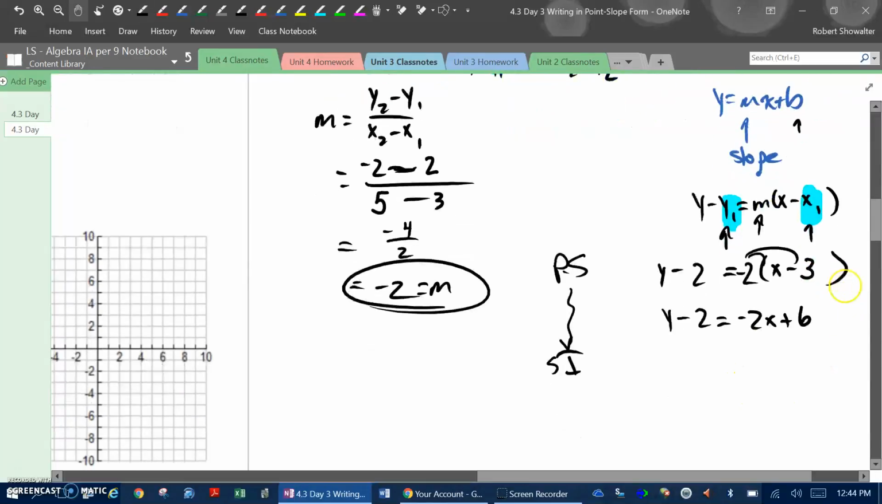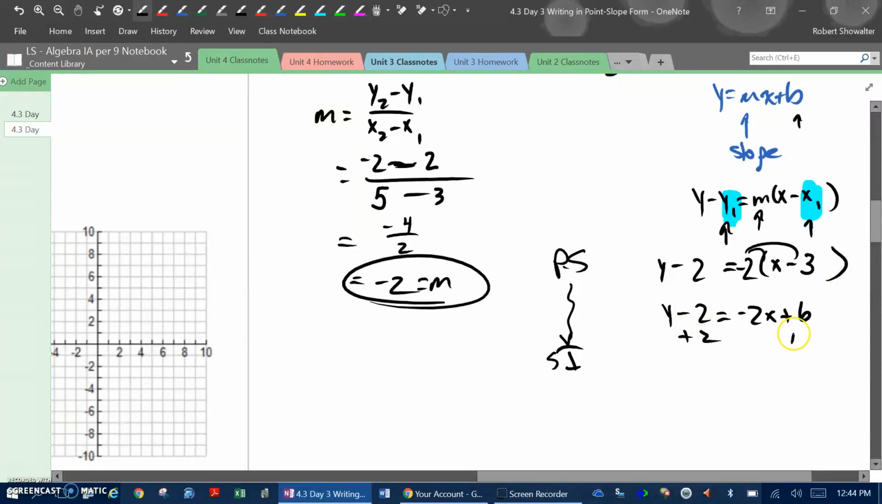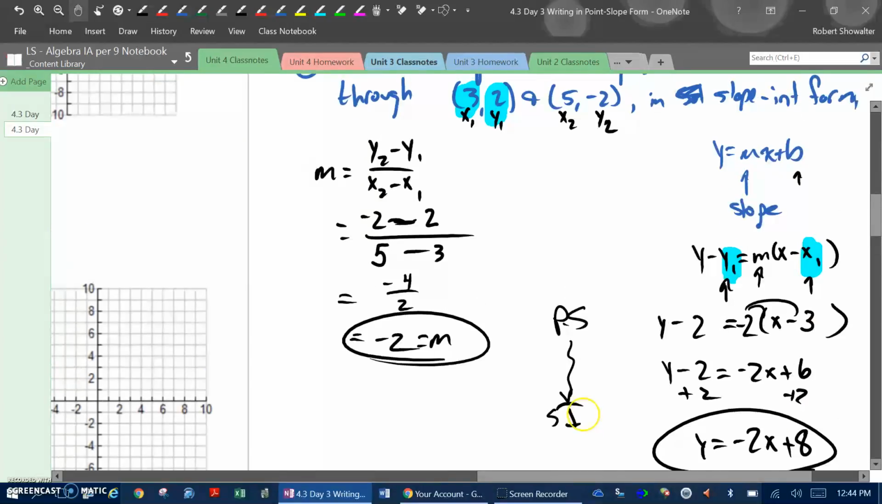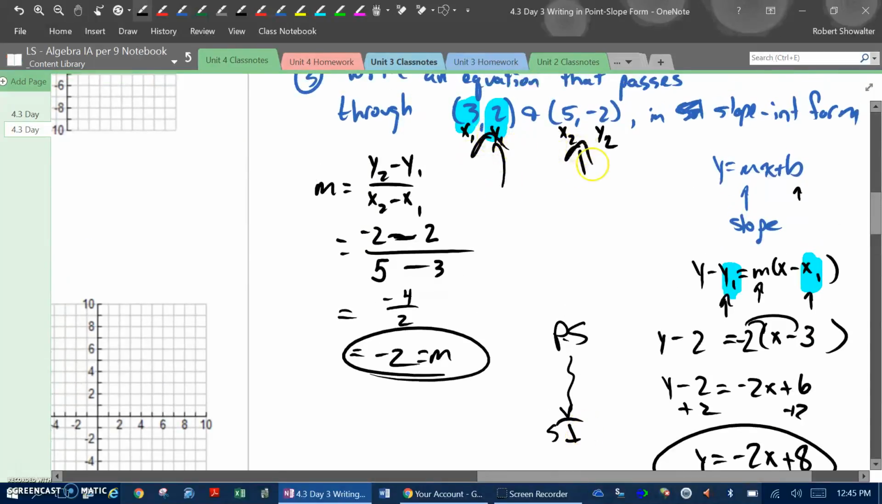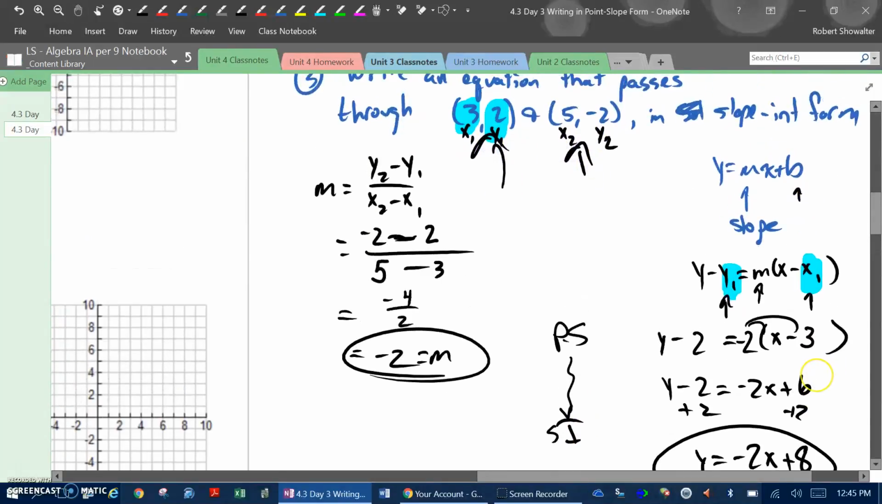-2 times -3 is +6. Then we're going to add 2 to both sides, and we will get -2x plus 8, and that is the equation that passes through these 2 points, the equation in slope-intercept form. And check out what happens when I do this.